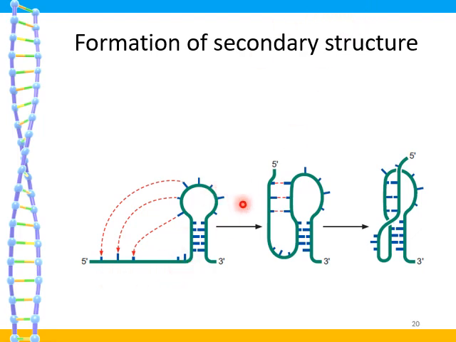RNA is single-stranded, but it doesn't mean that it does not have any base pairs, because it can form secondary structures. It can make these loops that are called hairpin loops, and these hairpin loops are formed by the base pairing between the complementary bases in one strand.